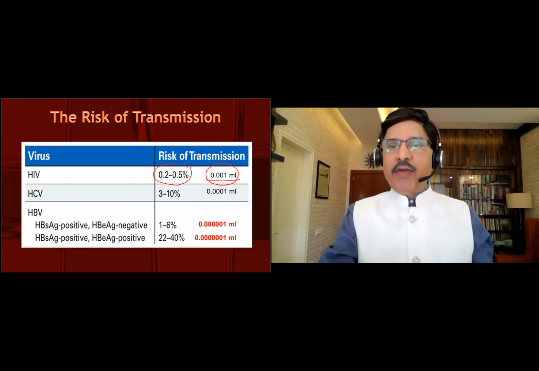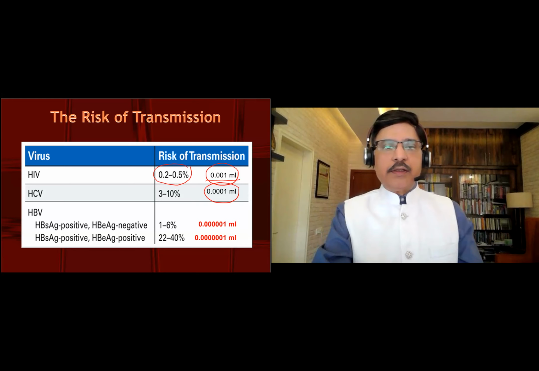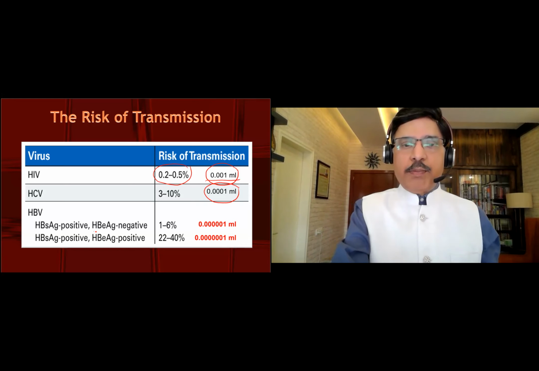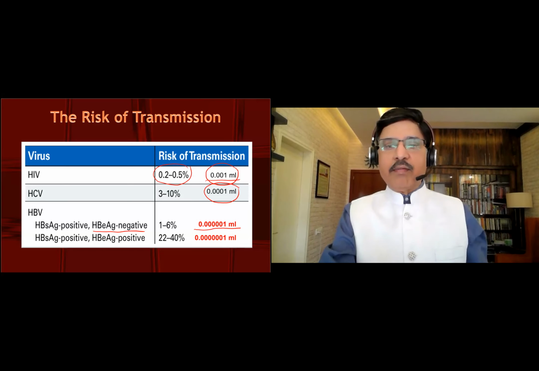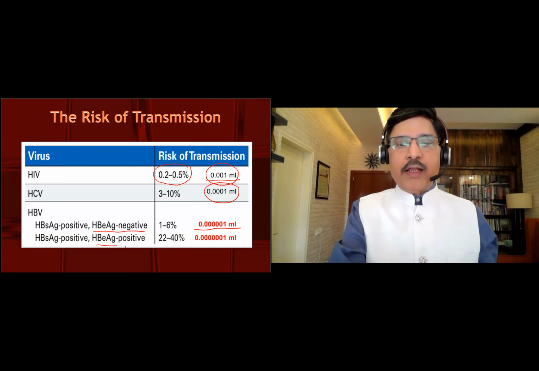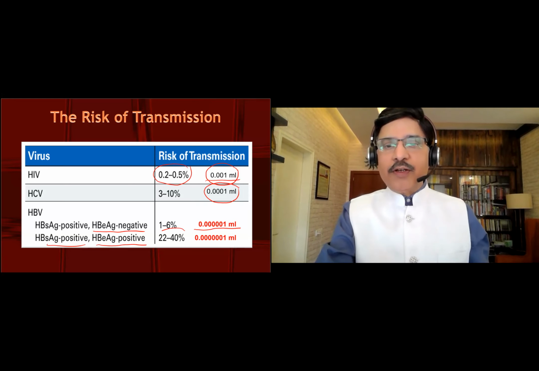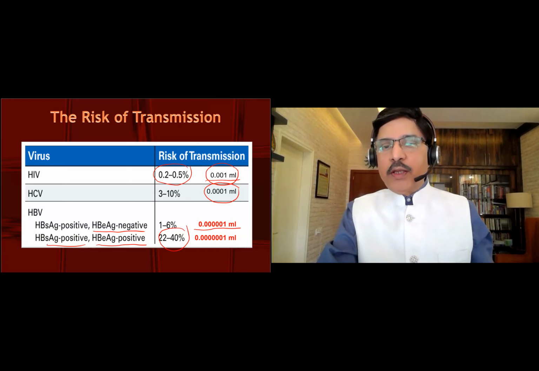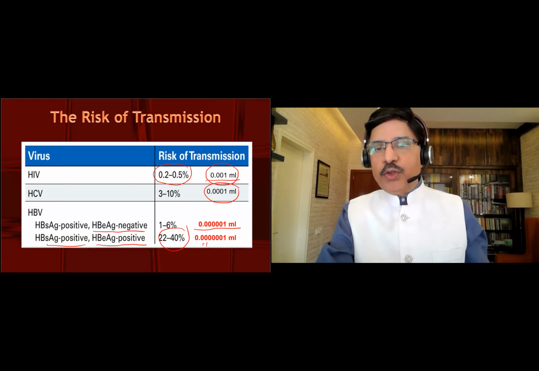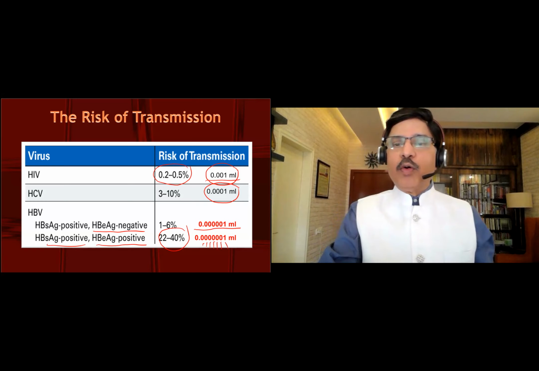In HCV, one more zero is added. If somebody is HBs positive and HBe negative, that is they are not active, this much amount of blood is sufficient. And if they are HBs and HBe positive, both very active disease, the efficiency of transmission is as much as 40%. Look here, 0.000000001. That is 6 zeros followed by 1.